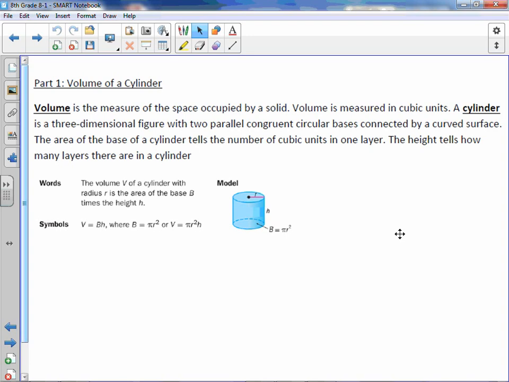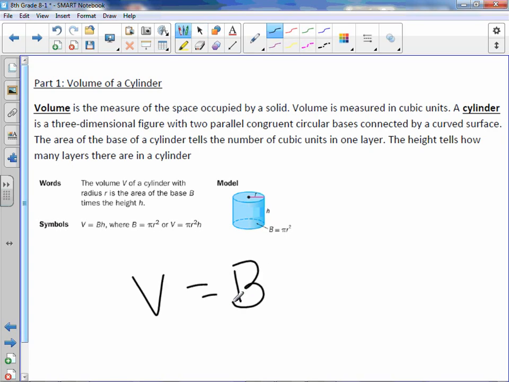A cylinder is a three-dimensional figure with two parallel congruent circular bases connected by a curved surface. The area of the base of a cylinder tells the number of cubic units in one layer. The height tells us how many layers there are in a cylinder. The volume of a cylinder is volume equals capital BH, where B represents the area of the base.